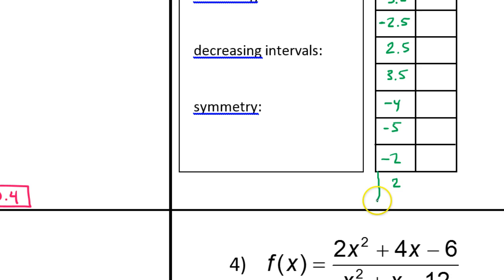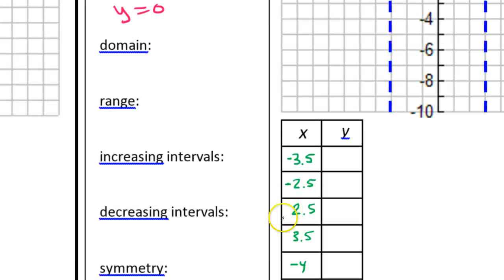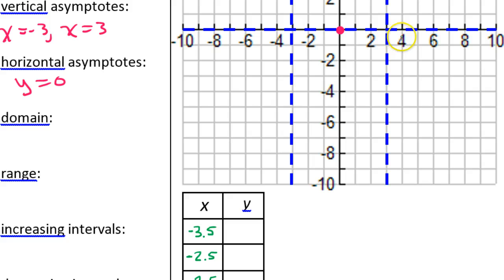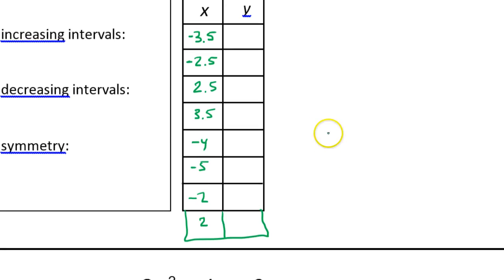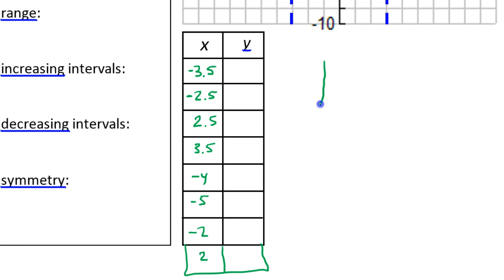Alright, I'm running out of space, so I'm just going to add on extra boxes. Okay, so I've got -2 and +2. And I'll pick a couple more values over here, so 4 and 5. So, you know what, I'll just make an extra little chart. Okay, so these are all the values I'm going to do.